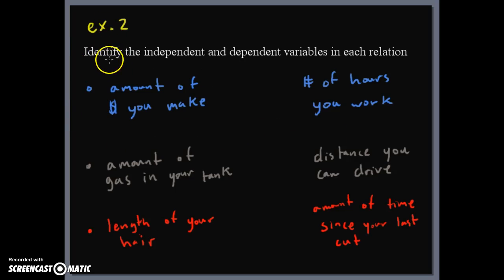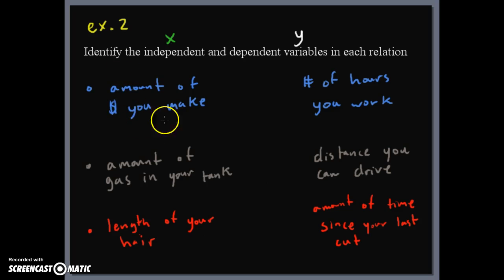Here we have: identify the independent and the dependent variables in each relation. We're trying to figure out, of these 3 relations, which one's the independent, which one's the dependent. I'm going to use x and y for dependent and independent because they're simpler to write. I'm going to read them, and while I read them, think about which one you think depends on the other.